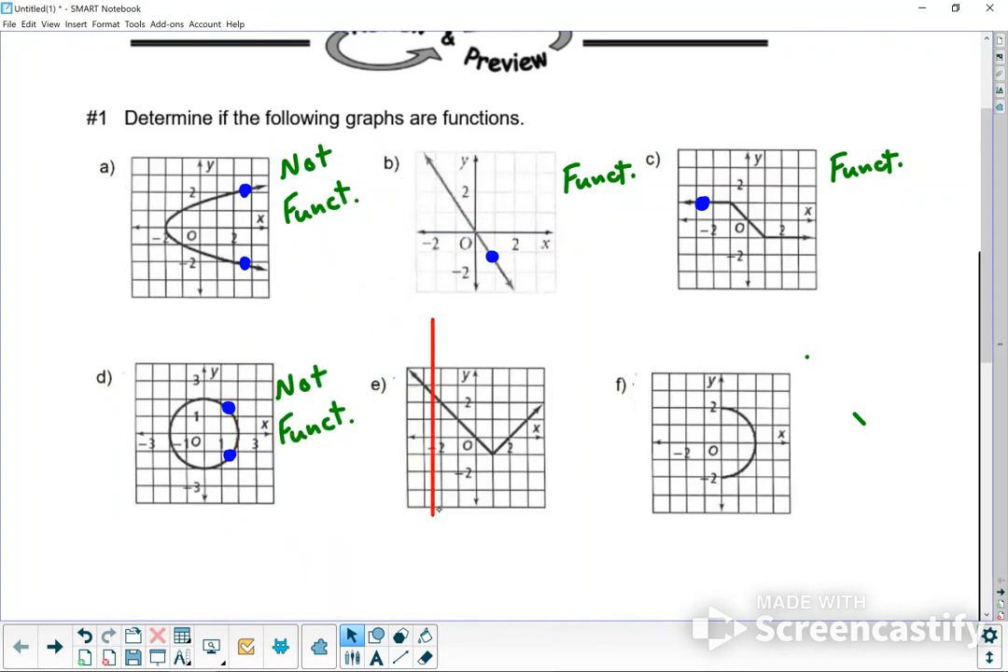Okay. This one right here, letter E, you run it across this graph, just move the vertical line from left to right, or right to left, doesn't matter. But you can see as you move it left to right, it only touches it once. So this is a function. So I'll draw right there. So this is a function.